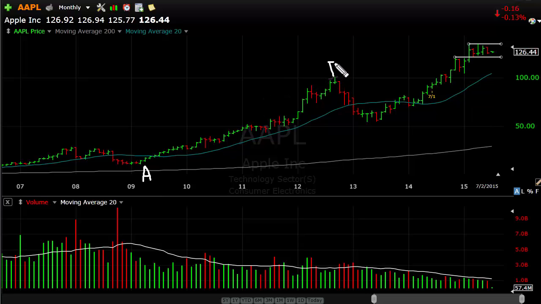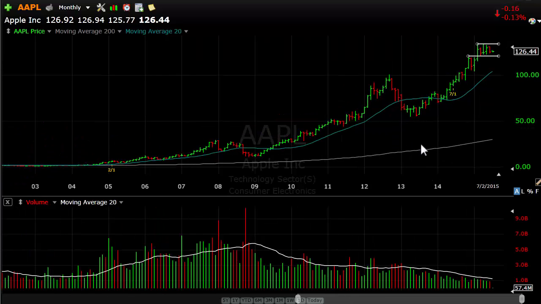A to B. Okay, B to C. This is where the stock changes direction. So here's our C point. And then D, right here. So what I want to do is measure the A to B, the B to C, and the C to D. So I want to look at what's the potential of that stock.